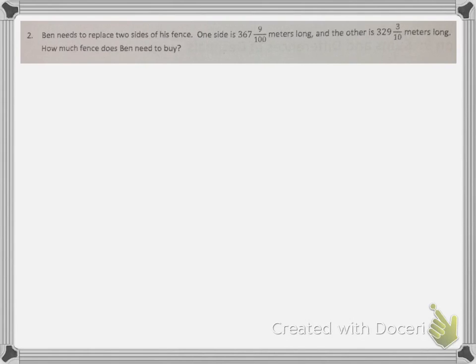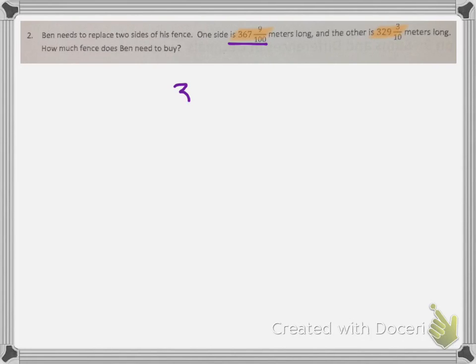Well, I have to replace both of these, so I need to add them up. I'm going to take that side of the fence and add it to this other side of the fence. When I add them together, I'll get the total amount of fence that I need to buy. So let's see. This is addition, so it doesn't matter which one I do first. I'll just start with that one.